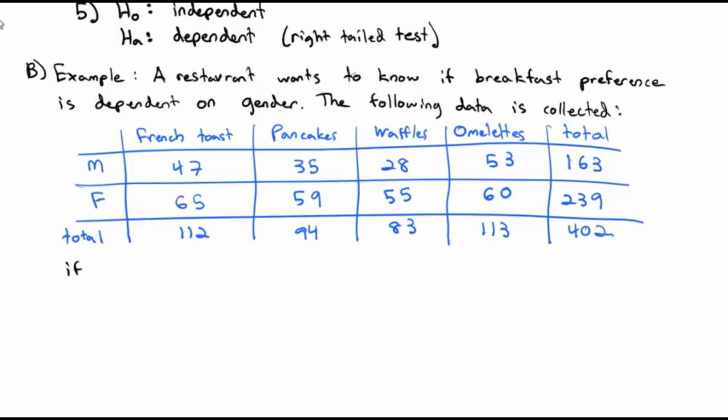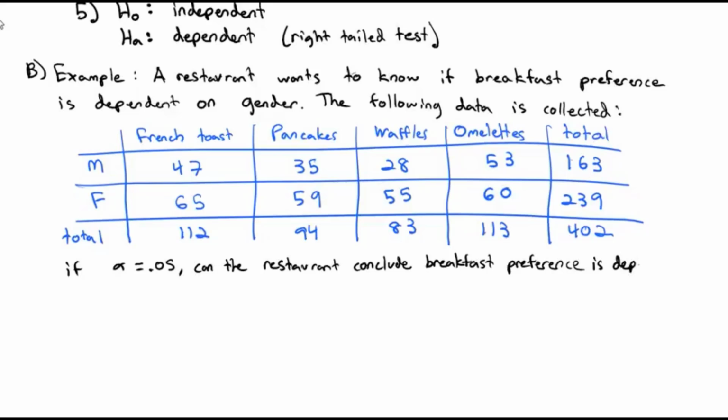The question is, if alpha equals 0.05, can the restaurant conclude that breakfast preference is dependent on gender?